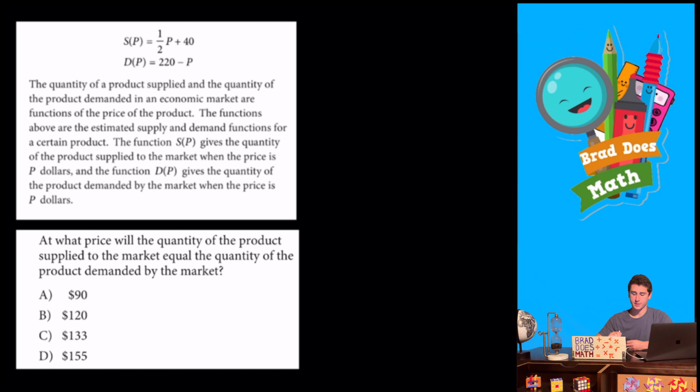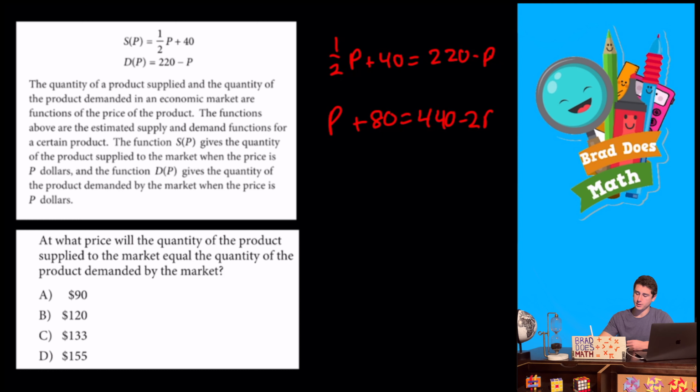Now, one more question with these two equations. At what price will they equal each other? Will the quantity of the product supplied equal the quantity of the product demanded? So why don't we just set these equations equal to each other? 1/2 p plus 40 equals 220 minus p. I like to get rid of fractions right away, so I'm going to multiply everything by my denominator, which is 2. And I get p plus 80 equals 440 minus 2p. Right? So I can rearrange, and I'll add 2p, subtract 80 from both sides. And I get p equals 120.